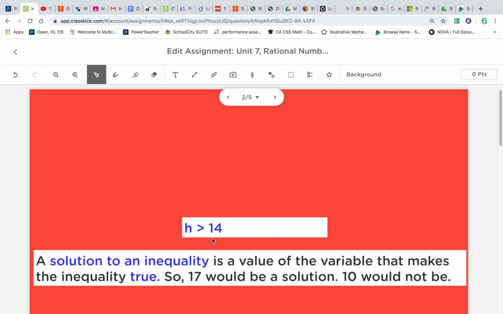Now, this is a little bit different than equations just because there's going to be more than one solution, right? So anything that is bigger than 14 would be a solution. 17 would be a solution, okay? 17 would make the inequality true. 10 would not be a solution. 10 is not bigger than 14. So it's important to keep that in mind. This is also in the lesson summary.